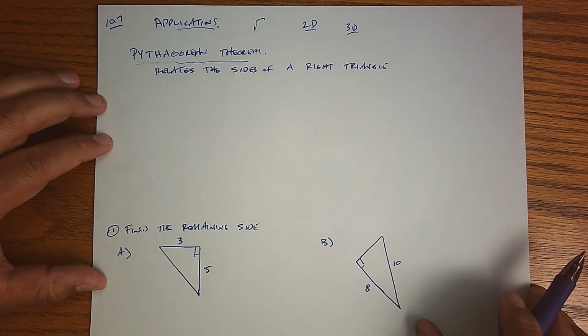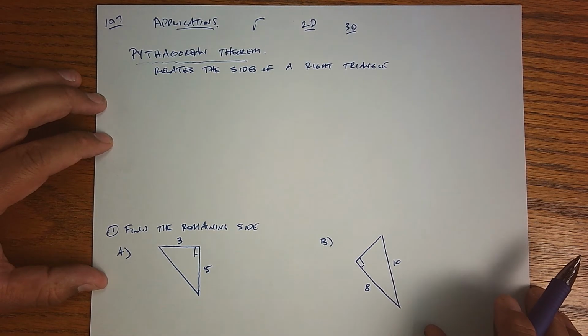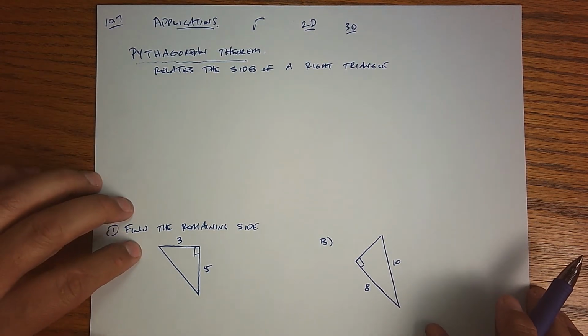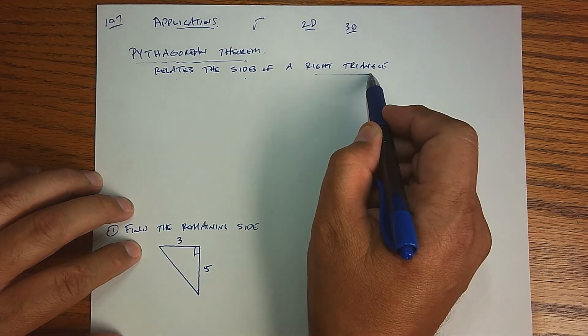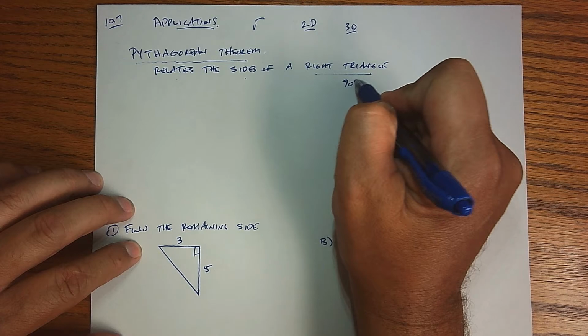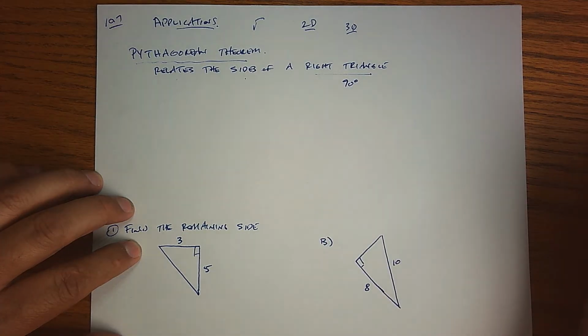So I'm going to approach this. We're not going to prove it. We're just going to use it, talk about what it's used for. But the Pythagorean theorem basically relates the sides of a right triangle. So what we mean by a right triangle is a triangle that has a 90-degree angle in it.